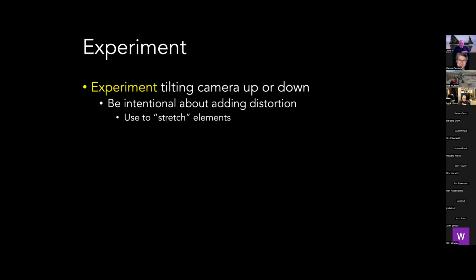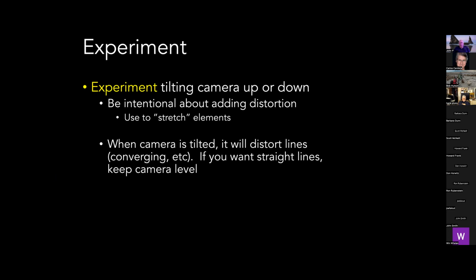One of the other tips I'll give you is to experiment. Tilt the camera up or down. You can be intentional about adding distortion to stretch certain elements of the scene. Remember that one photograph of the water flowing around the rock, and I mentioned that I wanted some of that distortion to stretch that water. I encourage everybody to experiment and try this.